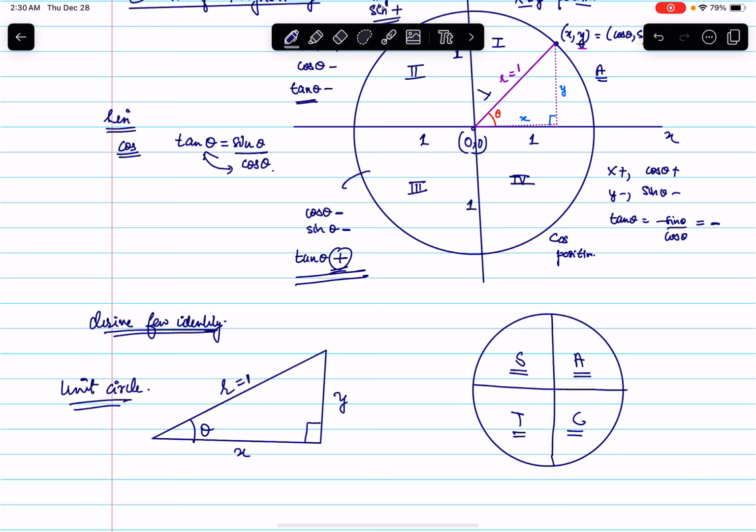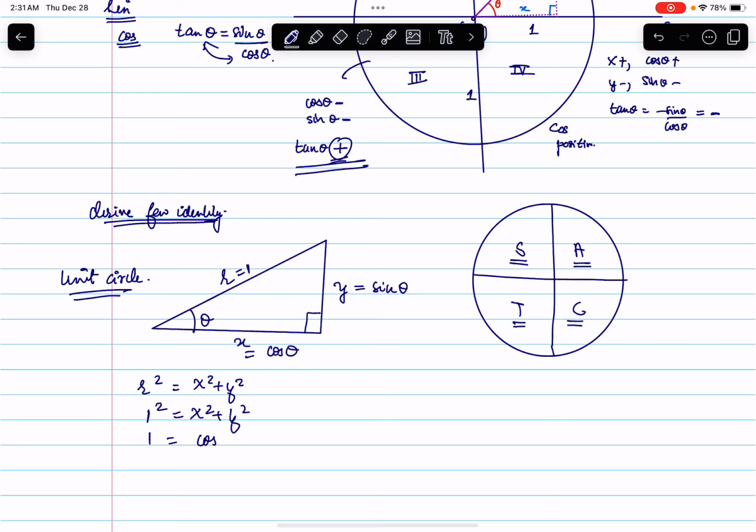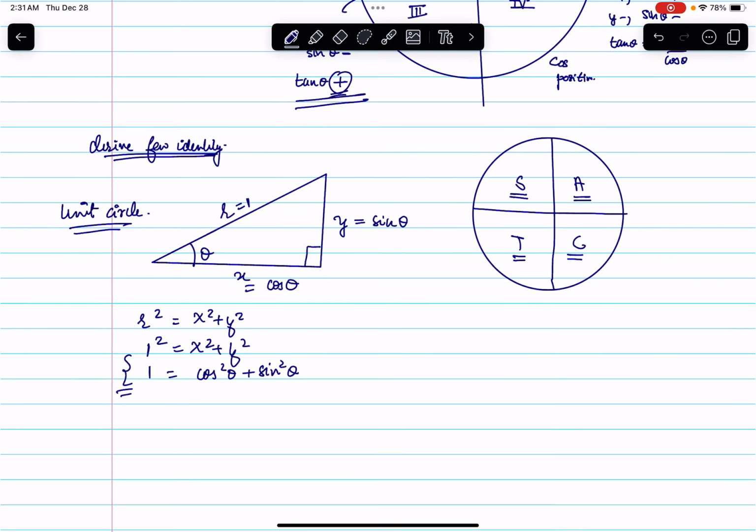And we have learned that y corresponds to sine of theta. So y is equal to sine of theta and x is equal to cosine of theta. Now you simply apply the Pythagoras theorem. You know that r squared is equal to x squared plus y squared. In this case r is just 1, so 1 squared is equal to x squared plus y squared. That is, cosine squared of theta plus sine squared of theta is equal to 1. So that's how we derive this identity.